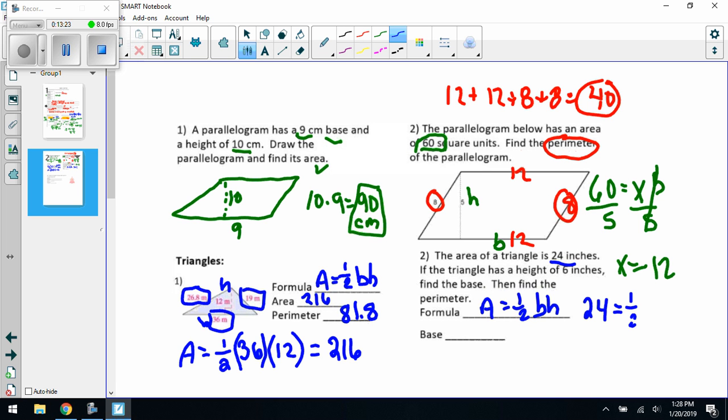We don't know the base, but we do know the height. So we know the height, but we don't know the base. So we're going to solve for B. And if you combine like terms, 1/2 times 6 is 3. B, divide both sides by 3 to get B alone. 24 divided by 3 is 4. And in this case, it is inches. So units are important.